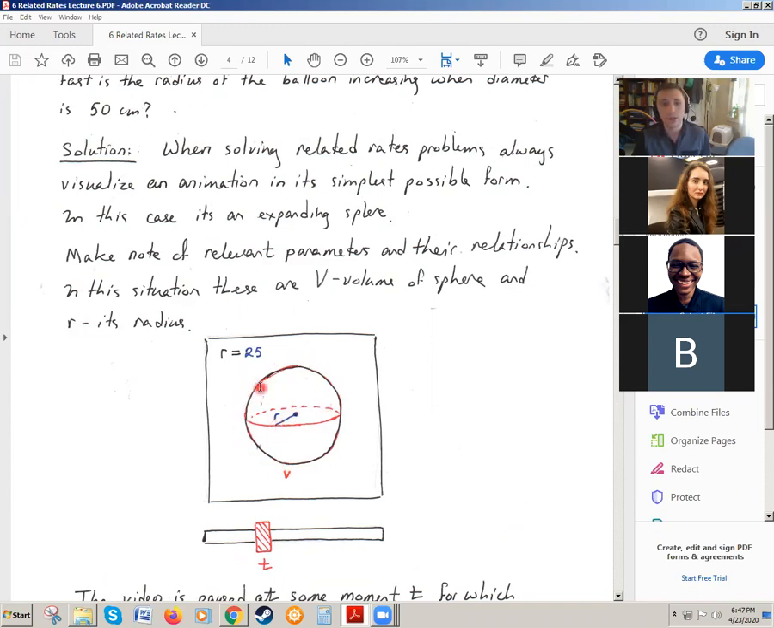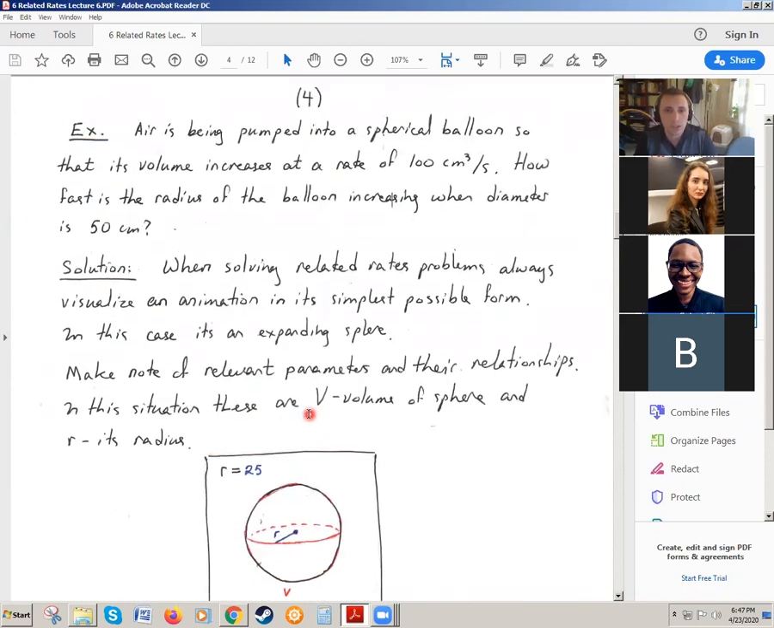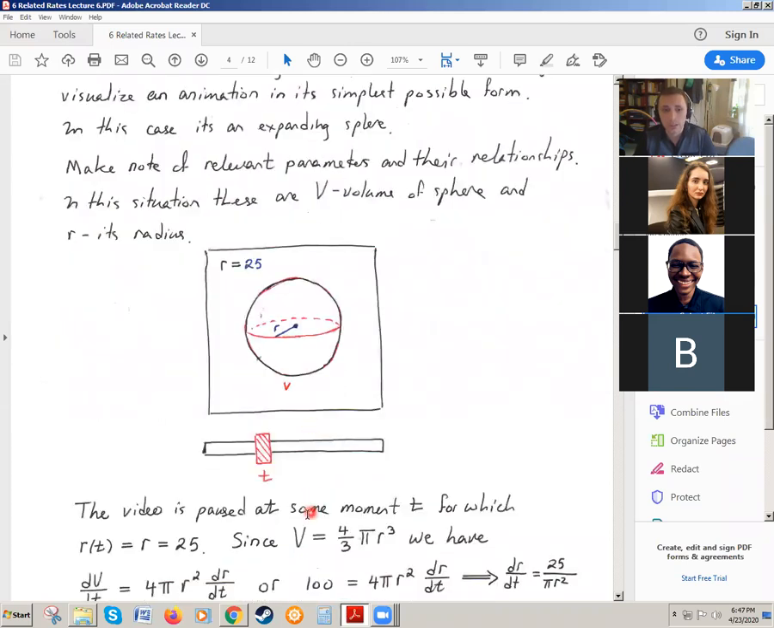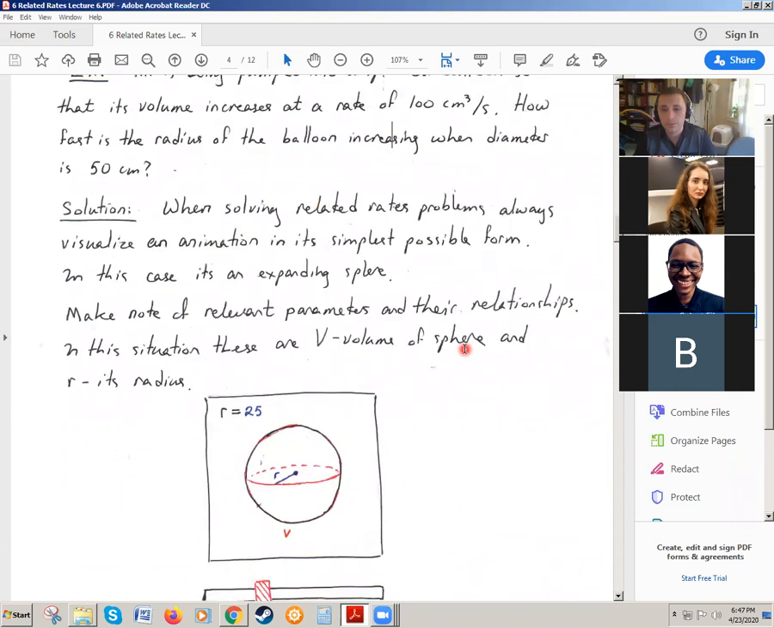What can you say about its growth? Well, its volume is growing at a constant rate, because volume is proportional to the air you pump in. So the balloon will grow at a rate of 100 cubic centimeters per second. Can we try to figure it out on our own? Yes, but you need the formula for the sphere, the relationship between the radius and the volume: V equals 4 over 3 pi r cubed.